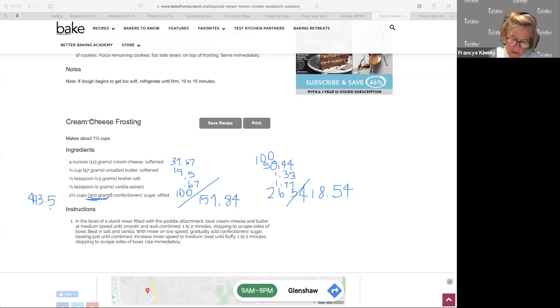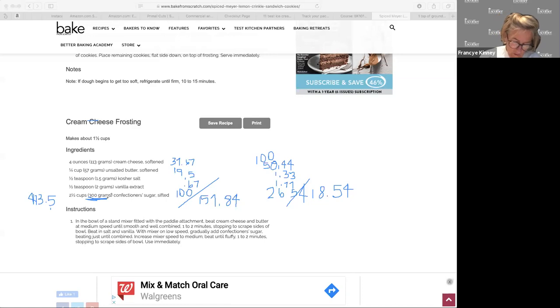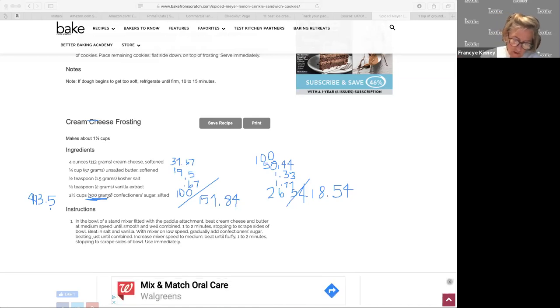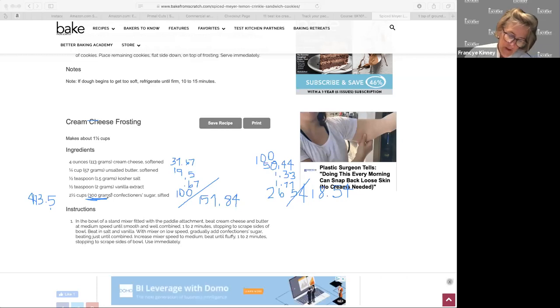So 226 times 1.33%, and we get 3.00. We will take 226 times 1.77%, and we get 4. And then 226 times 265%, and we get 598.9, which will round to 599. So we're off by 1 gram on that. So we're basically getting the same thing regardless of how we do it. Okay.